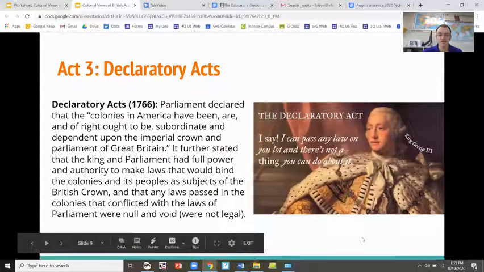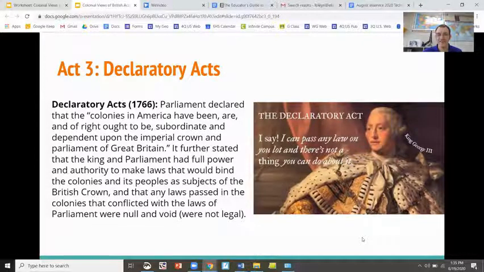Act 3, the Declaratory Act, 1766. So the king makes it very clear where the colonists stand in this act. Parliament declared that the colonies in America have been and are, and of right ought to be, subordinate and dependent upon the imperial crown and Parliament of Great Britain.